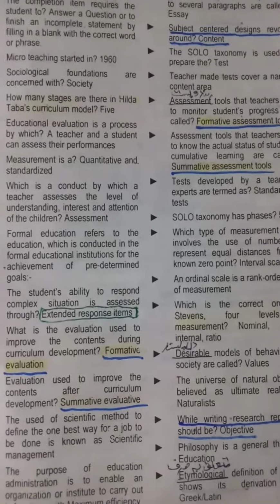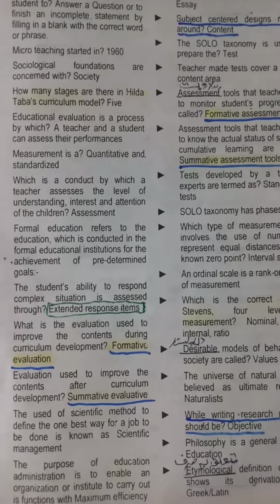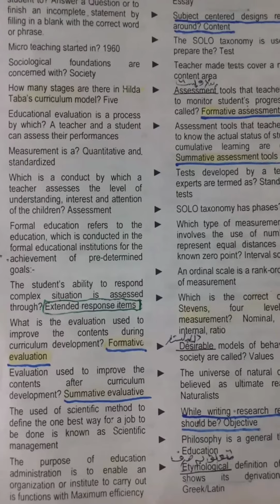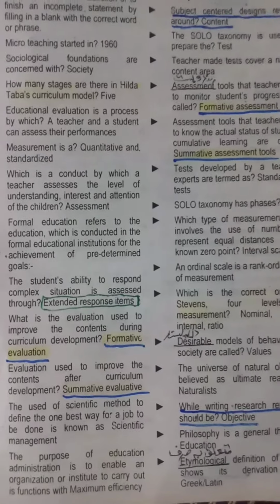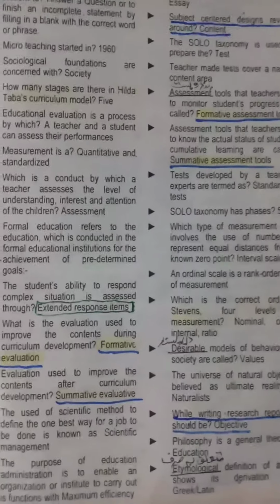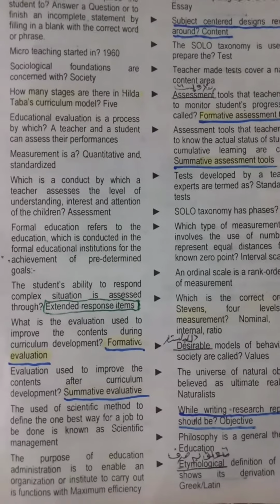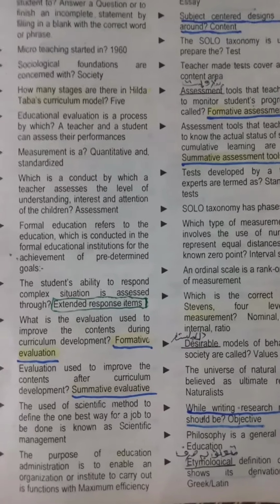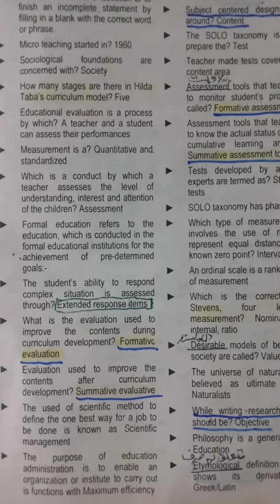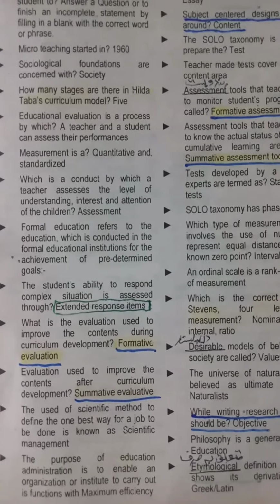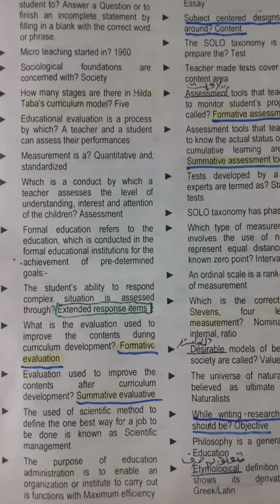Formal education refers to the education which is conducted in the formal educational institutions for the achievement of predetermined goals. The student's ability to respond to complex situations is assessed through extended response items. What is the evaluation used to improve the contents during curriculum development? Formative evaluation. Evaluation used to improve the content after curriculum development.